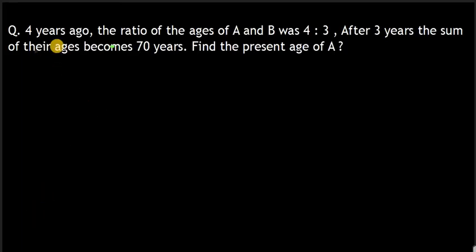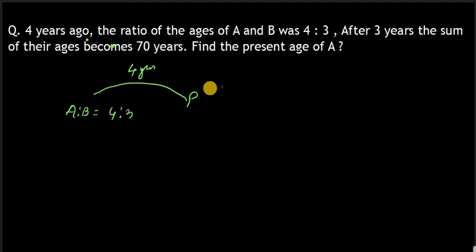4 years ago, the ratio of the ages of A and B was 4:3. After 3 years, the sum of their ages becomes 70 years. Find the present age of A. 4 years ago, let's say this is the present. That is the reference point. So 4 years ago, the ratio of the ages of A and B was also 4:3.